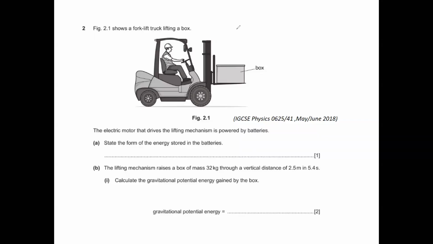For this video, I want to discuss work, energy, and power from an IGCSE Physics past paper. Okay, for this question, this figure shows a forklift truck lifting a box, and the electric motor that drives the lifting mechanism is powered by batteries. State the form of the energy stored in the batteries. So the energy stored in batteries is chemical energy.